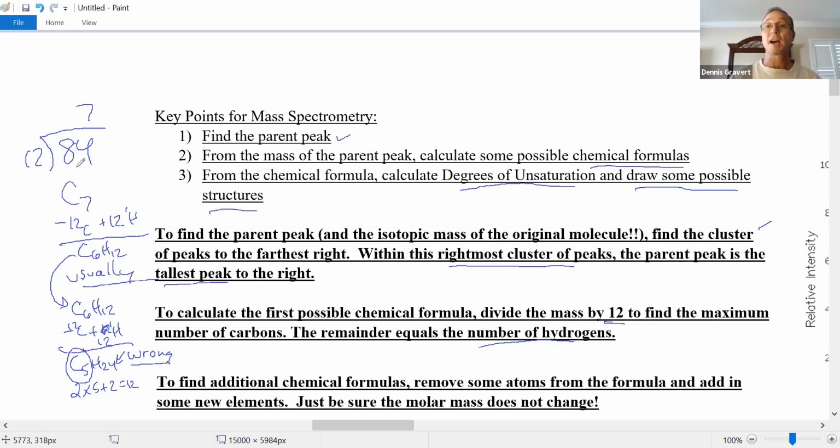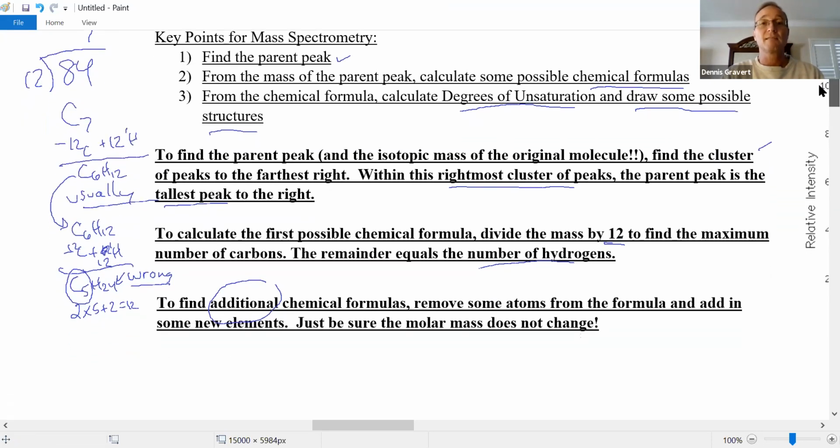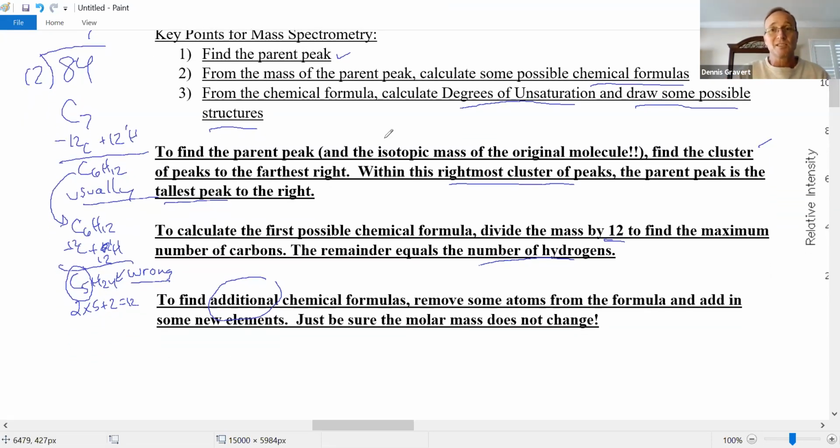Okay, but you see the pattern, right? If you want additional chemical formulas, take away carbon, add in some hydrogens. Do the same thing with other elements. So let's say you have some data, or you suspect maybe there's oxygen in here. Well, we have the chemical formula C6H12 has a mass of 84. So you want to add an oxygen. How much does oxygen weigh?